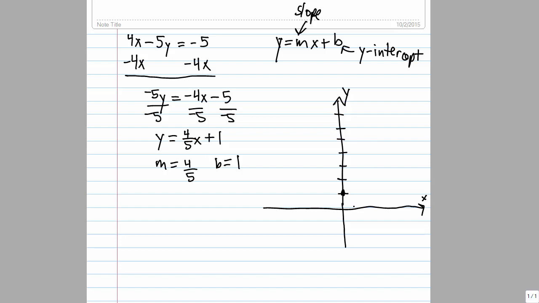So let me put some increments here. 2, 3, 4, 5. So we went up 4: 1, 2, 3, 4. And then to the right 5: 1, 2, 3, 4, 5. That's our second point. Once you have 2 points and you're graphing a linear equation, you just have to draw a line through them, and that would be our graph.